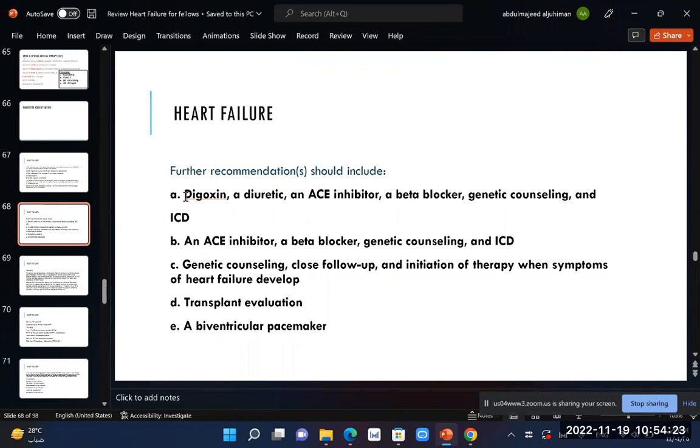If we analyze each one of these: digoxin and diuretics, she's not volume overloaded, and the heart rate is 78 only, so these medications are not indicated. So B is the right answer: ACE inhibitor, beta blocker, genetic counseling, and ICD. C, you cannot leave this patient without therapy, of course. D, transplant evaluation. The patient does not have a lot of congestion, does not have a lot of admissions or any indication for transplant evaluation. And biventricular pacemaker, of course, the patient does not have bundle branch block or abnormality in the conduction.